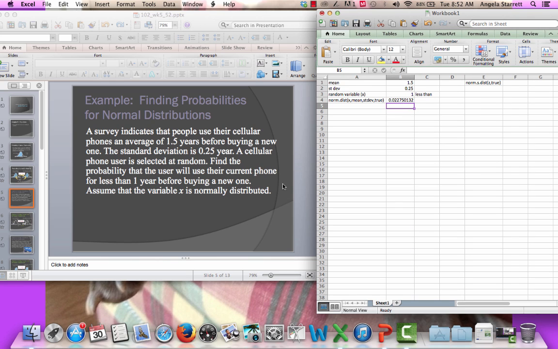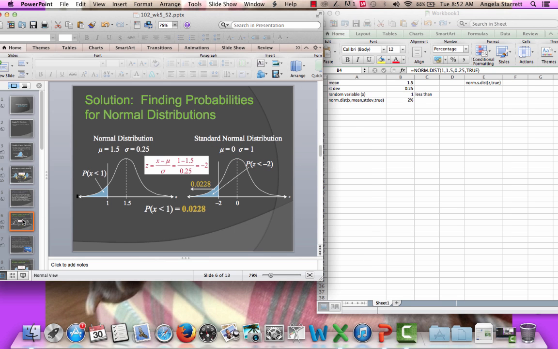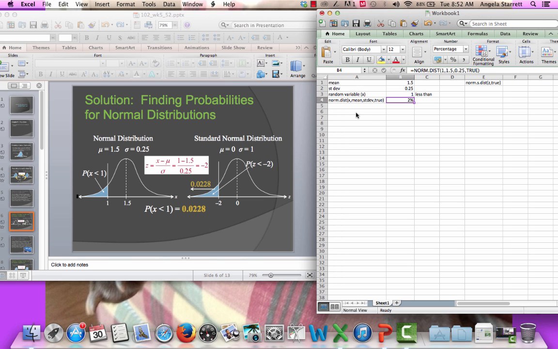All right. And so there we see less than 2%, okay? So there's a 2% chance that somebody picked at random uses their phone for less than a year. All right? And there we can see the difference in between the normal and standard normal. Let's go ahead and do a standard normal conversion like I've done here in the slide. All right, so let's get a z-score.